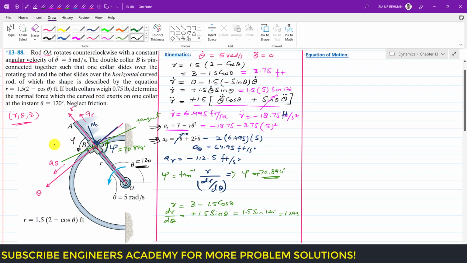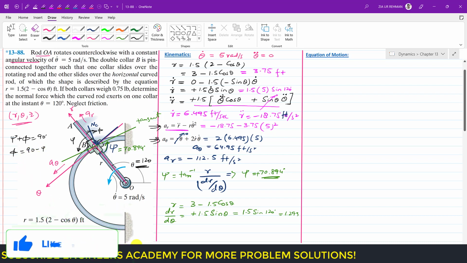So this is psi. And now as we know that this NC force is perpendicular to this tangent, it will always be perpendicular to that tangent. So this whole angle is 90 degrees. If this NC is making some angle with the radial direction, let's say that angle is phi. So we can find this phi. We can write that psi plus phi is equal to 90 degrees. So the angle of the NC with the r axis will be equal to 90 minus psi.